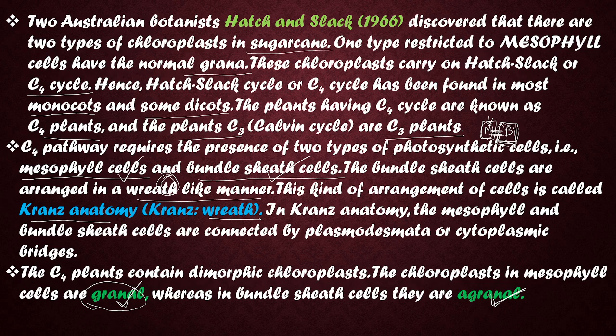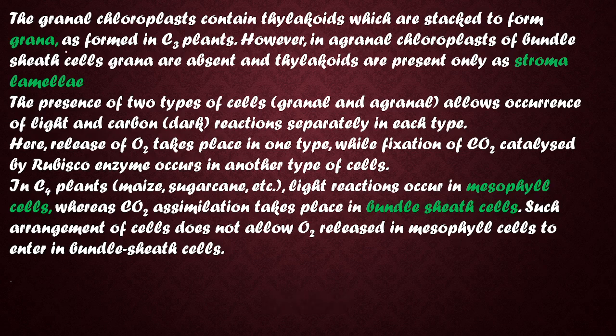In mesophyll cells, the light reaction takes place. To conduct the light reaction, granal chloroplasts are needed, whereas in bundle sheath cells, agranal chloroplasts are present. Here we do not require granal chloroplasts to maintain the C4 cycle. The granal chloroplasts contain thylakoids which are stacked to form grana as in C3 plants. However, in agranal chloroplasts of bundle sheath cells, grana are absent and thylakoids are present as stroma lamellae.